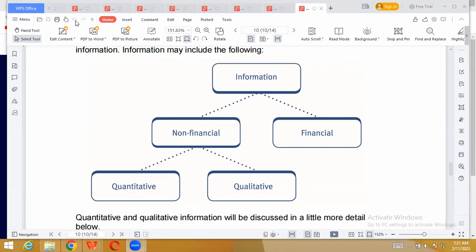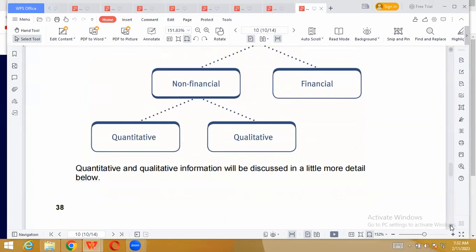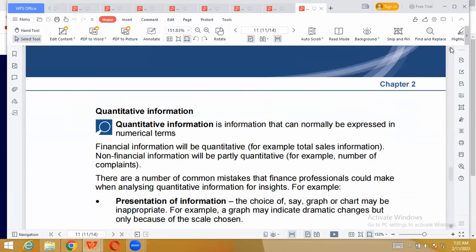Okay, so we divide information into non-financial and financial. With non-financial, it is classified into quantitative and qualitative. Now, let's try to categorize that in much more detail. Financial and non-financial, I think, is easier.